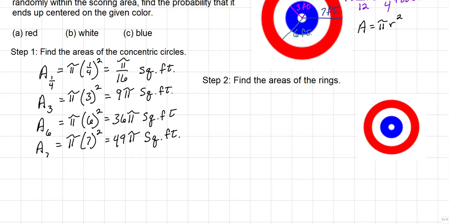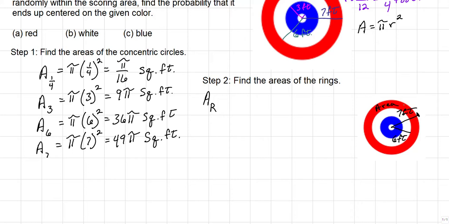Okay, so first we're going to find the area of the red ring. So I'm going to write that as area sub R, meaning red ring. And what I need to do is take the area of the circle that has a radius of 7 feet, which goes all the way out here, and I'm going to subtract the area of the circle that has a radius of 6 feet, and what will be left is the area in the ring.